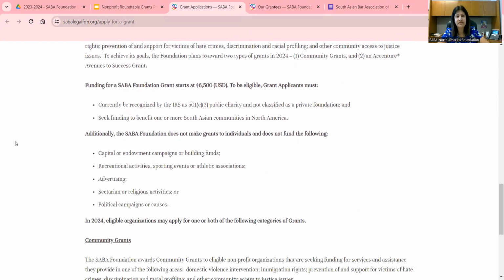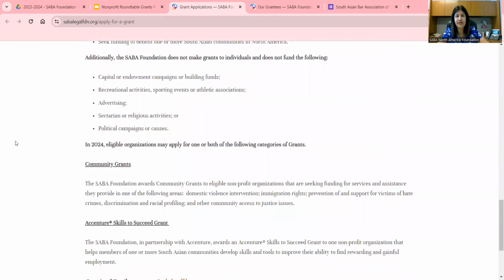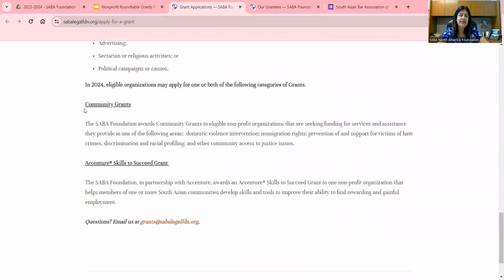The one part I really wanted to show you and have you focus on is this area down here that talks about the distinction between the community grant and the Accenture Skills to Succeed grant. You can apply to one or both of these grants. So if you have programs that you believe apply separately or in conjunction, just know that you can apply across the board for these grants.